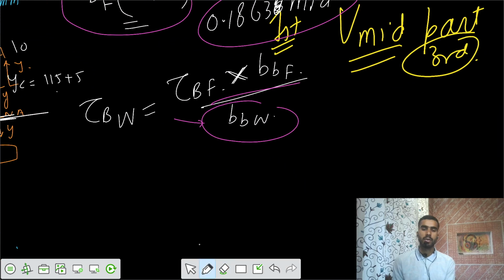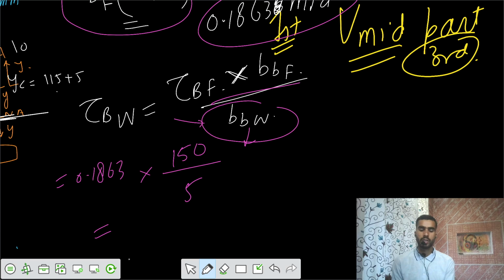So you calculate that. You can write 0.1863 megapascal into your width in the flange, which was 150, and the width in the web is equal to 5. So you got a shear stress value of 5.59 megapascal.